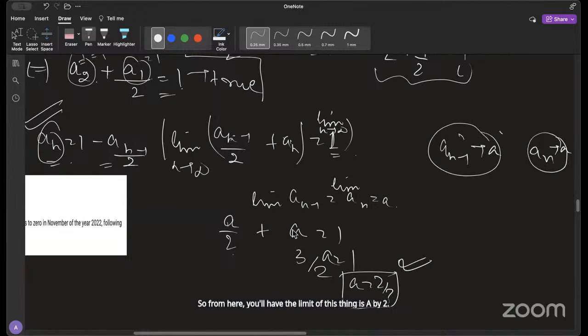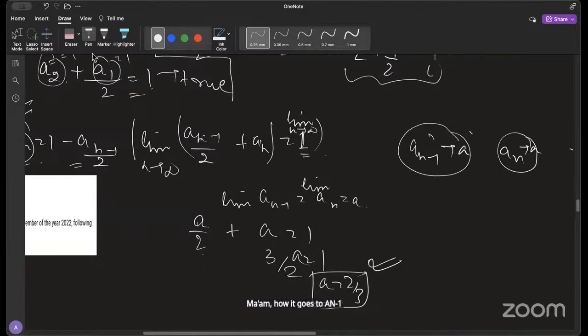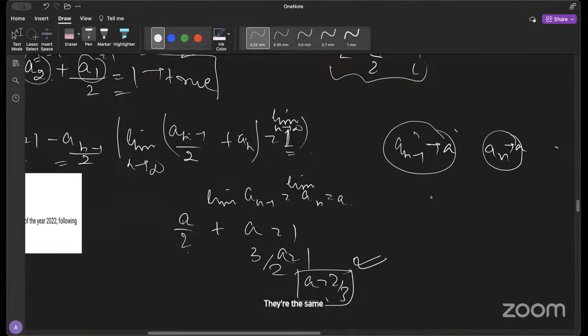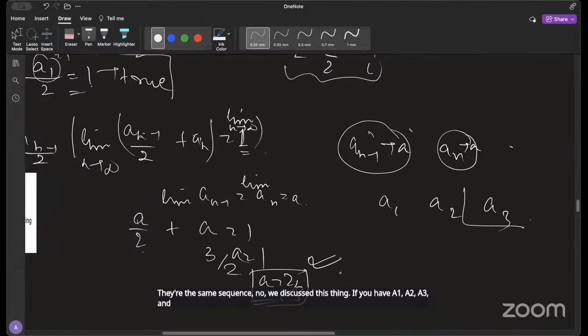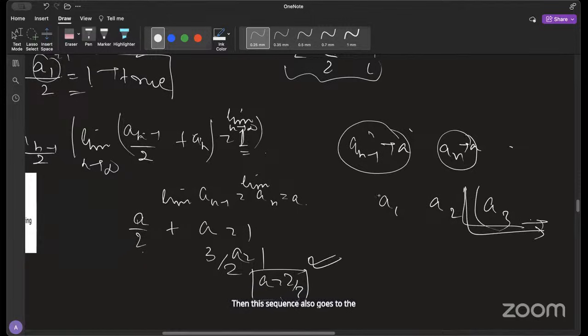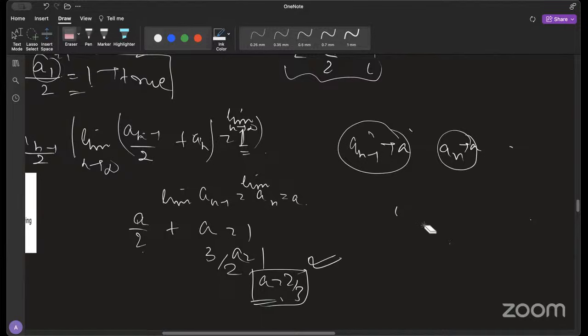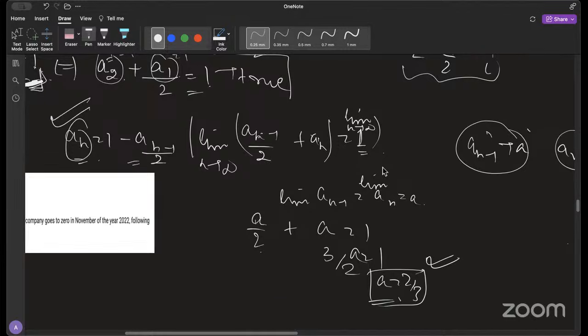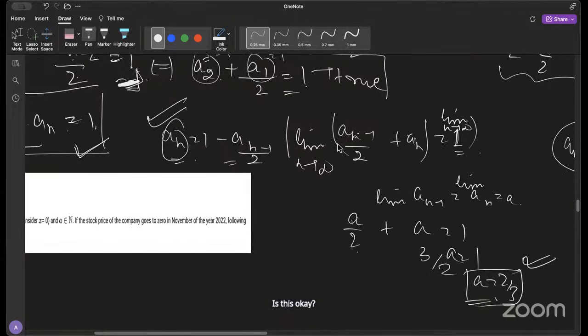Ma'am, how does a_{n-1} go to a? They're the same sequence. We discussed this thing. If you have a1, a2, a3, and if you remove something from here and you start from here, then this sequence also goes to the same thing which this sequence was going to, right? Is this okay? Yes, ma'am. Okay.